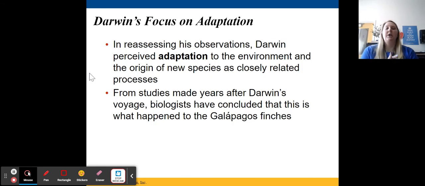From his research and his observations upon his return, he perceived that adaptations to an environment and the origin of new species were two closely related processes. What he said is that an organism had to have become adapted to its environment.